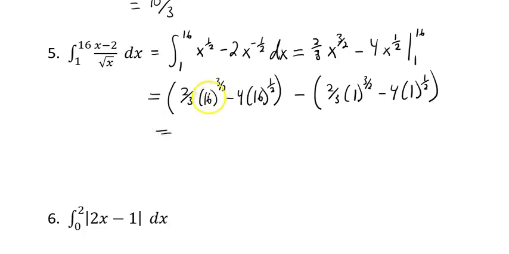And so this first one, again, remember that this 3/2 power means the square root of 16 cubed. So the square root of 16 is 4, 4 cubed times 2/3. Then we're going to subtract 4 times the square root of 16, which is 4. So 4 times 4 will be 16. So when you do all those computations, you get 80/3.